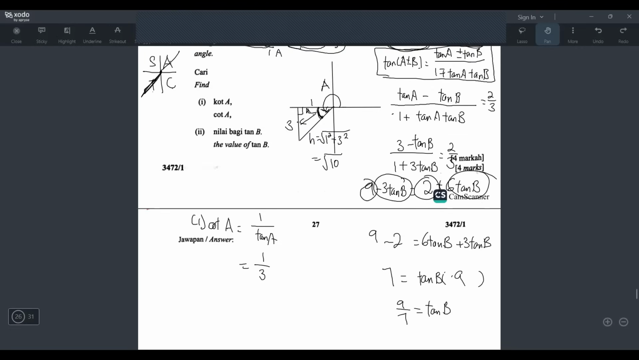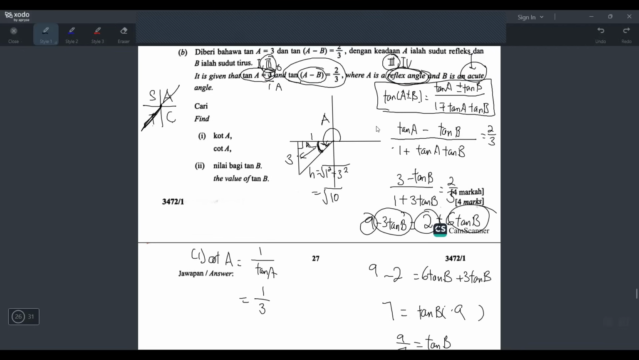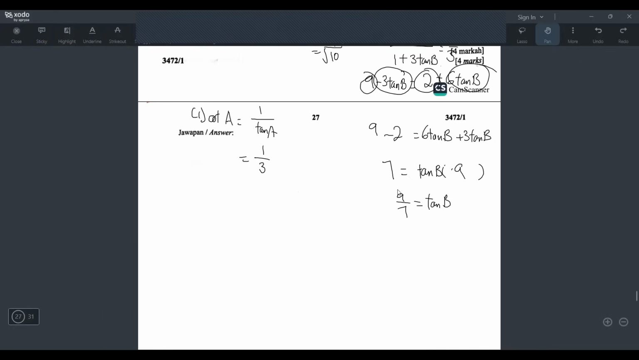Find the value of tangent B. Sudah siap lah. This is the answer, right? It means I already did question number 2. So this working here is the working for number 2. Alright, and the answer is 7/9. Why did I write 9/7? Silap. Mabuk. This one is 7/9, right? It's not 9/7. It's 7/9. Yeah. So this is the answer. That's all. So that's it already.